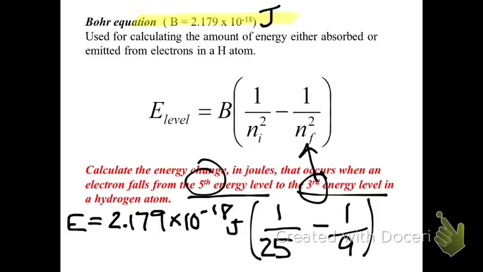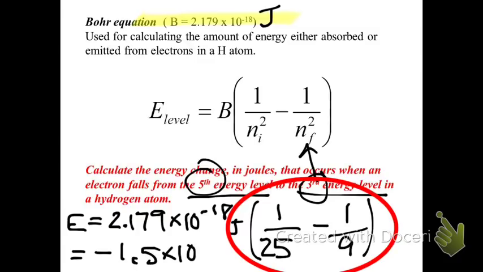Now, in your calculator, I suggest, probably for most of you, that you start here on your calculator, that you do 1 divided by 25 minus 1 divided by 9. Then times whatever you get by 2.179 times 10 to the negative 18th. And you'll notice I got a negative 1.5 times 10 to the negative 19th joules. And to me, that makes sense because the electron went from the 5th energy level down to the 3rd. So I expect a negative answer. And why? Because to move down energy levels, it's going to need to release energy. So the negative makes sense.